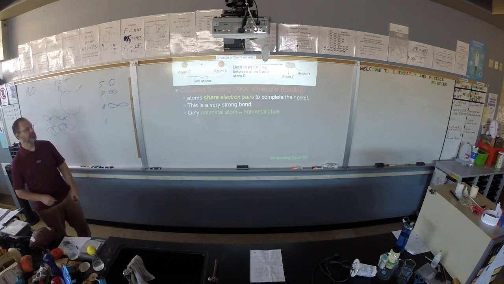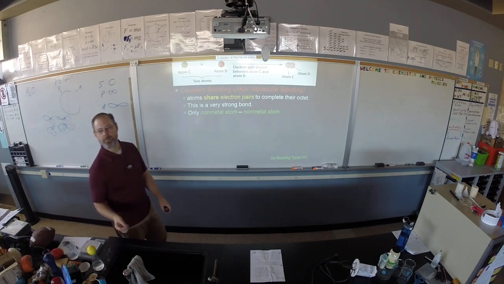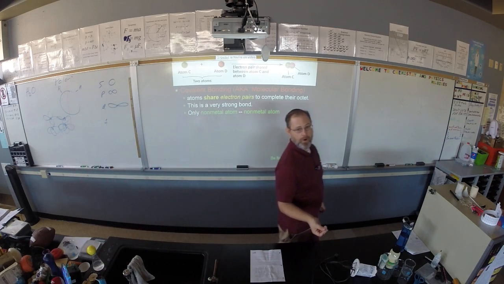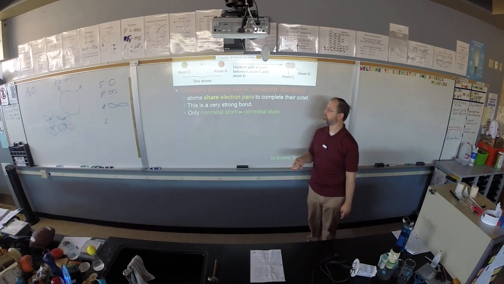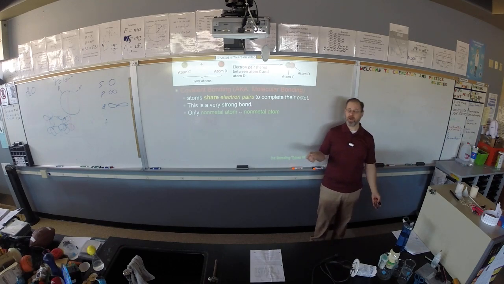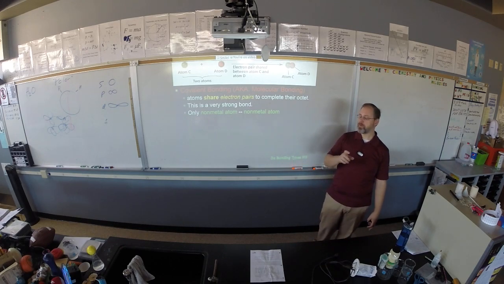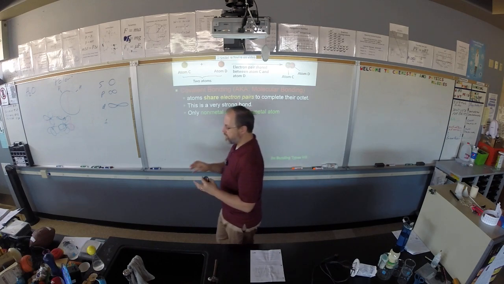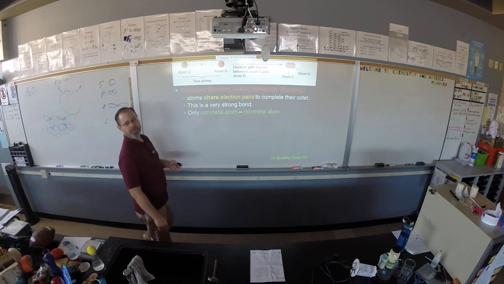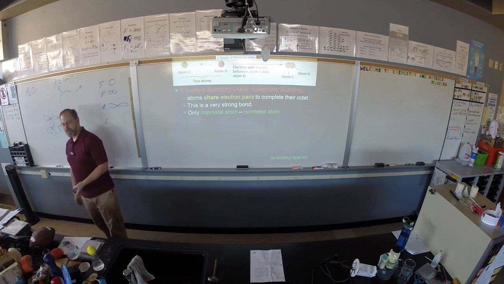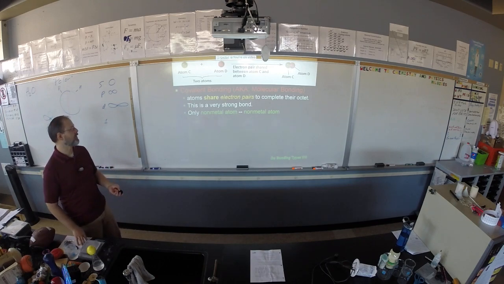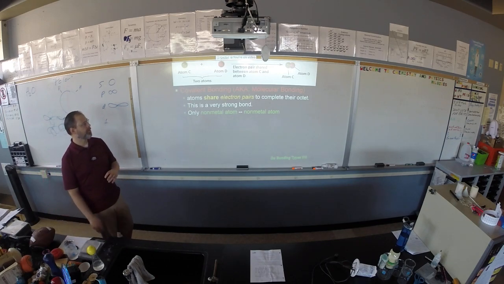Okay. So electrons will always be shared. It only happens with a non-metal to non-metal bond. Only non-metals will covalently bond. And because the electron pair is attracted to the nuclei of both, it's a pretty strong bond. This is where you find diamond. Diamond is four covalently bonded carbons connected to four other covalently bonded carbons. It's pretty slick.